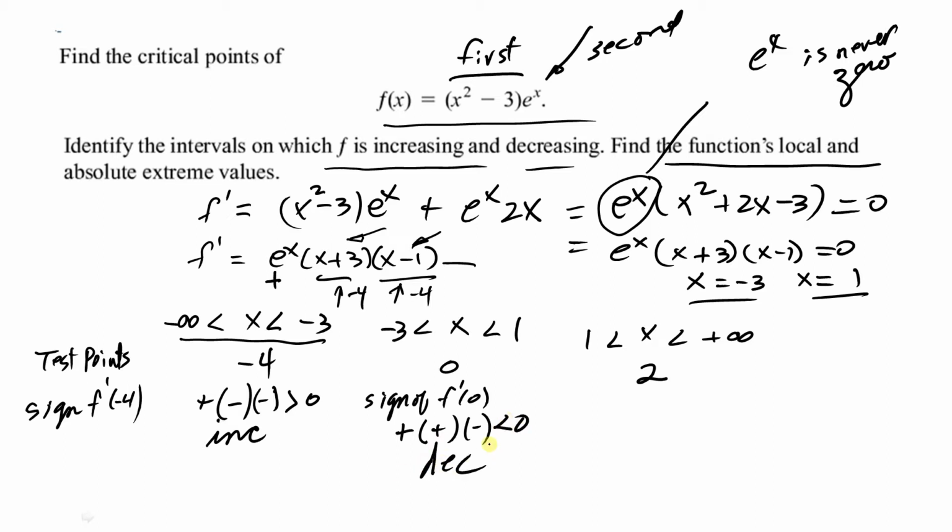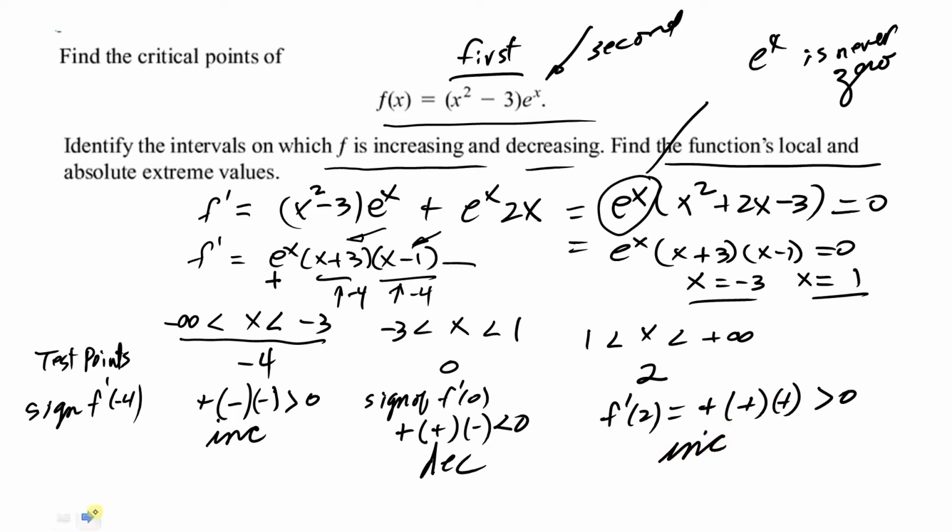Finally, we're going to plug in x equal 2 and calculate the first derivative at 2, and we get a plus for e to the 2. We get a plus and a plus, which is more than 0, so it's now increasing.